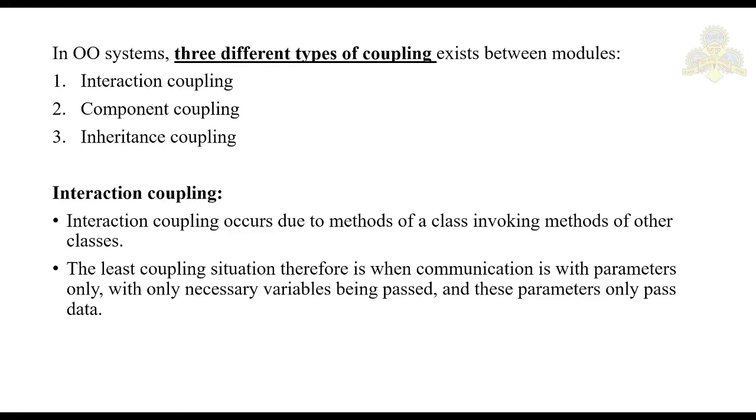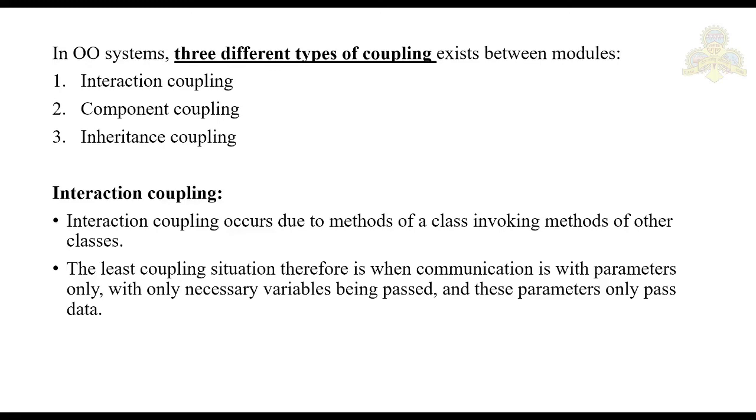The first one is interaction coupling. Interaction coupling occurs due to the methods of a class invoking methods of another class. So we all know that coupling occurs between two modules, right? Two modules, or you can take two classes here, for interaction coupling.